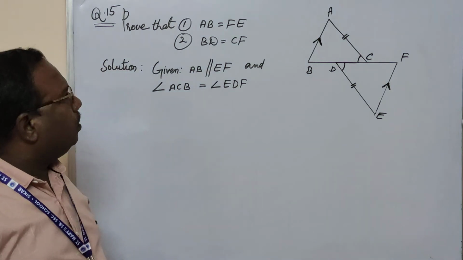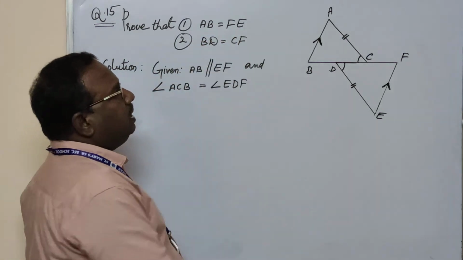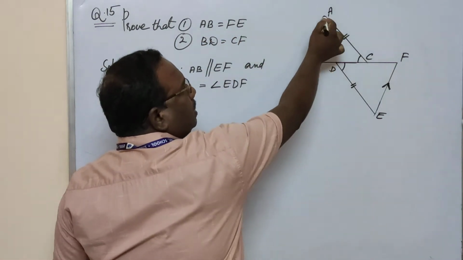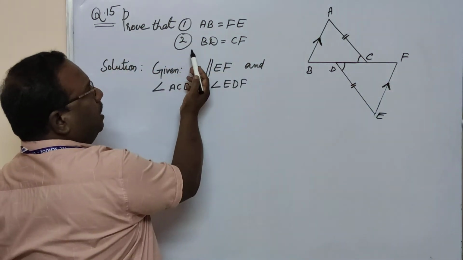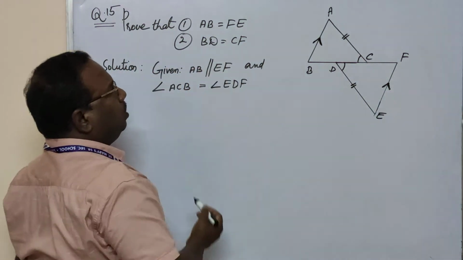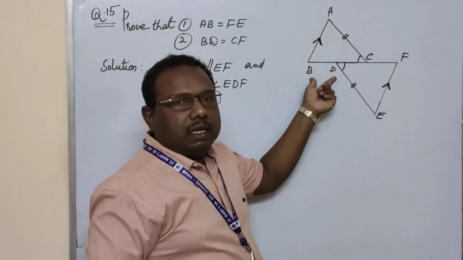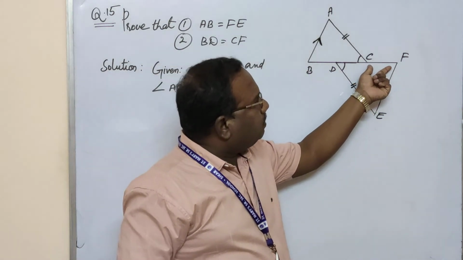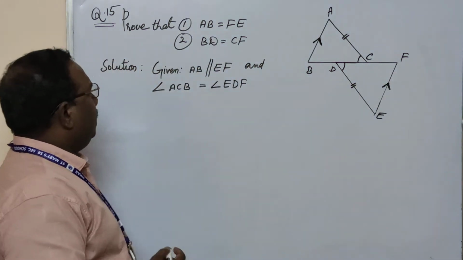What you have to prove? Prove that AB is equal to EF. Where is AB? Here is AB. This is AB equal to EF. And the second part is BD equal to CF. This BD, this much part, is equal to this much part, CF. So, let's begin. Proof.